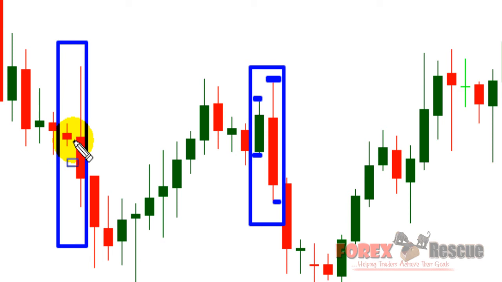The same thing goes to this one. It is a bearish engulfing bar. You can see that the high of this candle is completely higher than the high of this candle, while the low is completely lower than this candle.